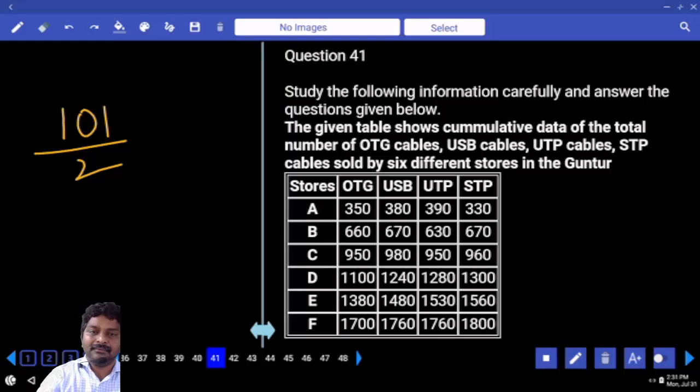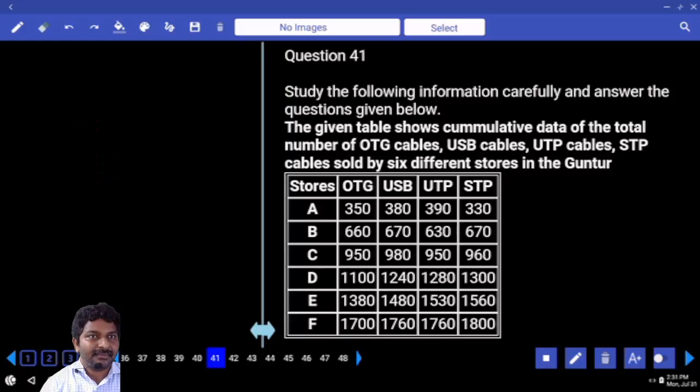Do you solve in exam? Yes, you can. Simple table only, right? Cumulative one. If it is cumulative, you have to hold it for some time. Yes, cumulative. This is not direct data. It's a cumulative one, so you need to hold it.